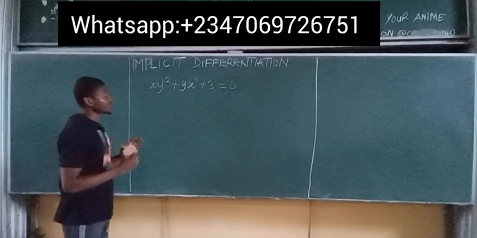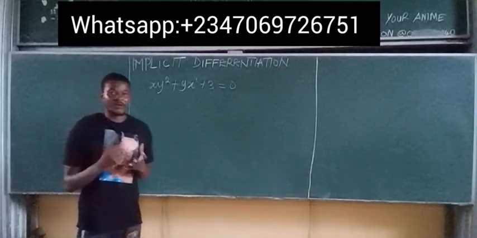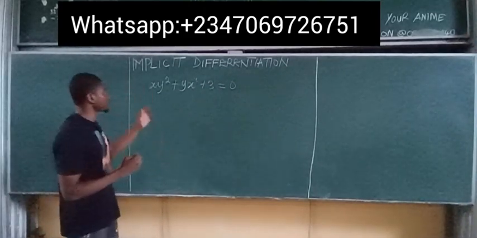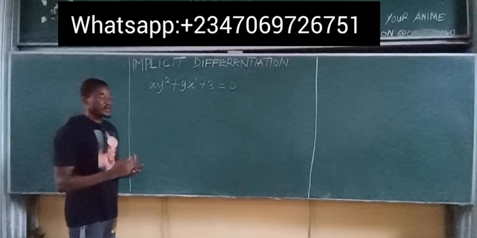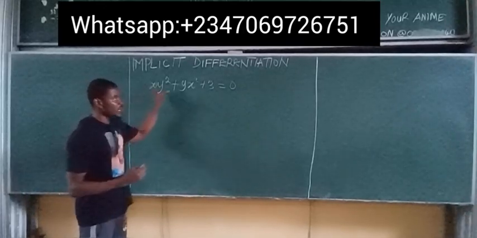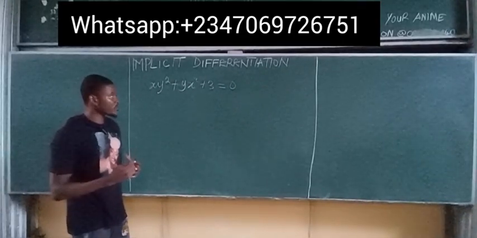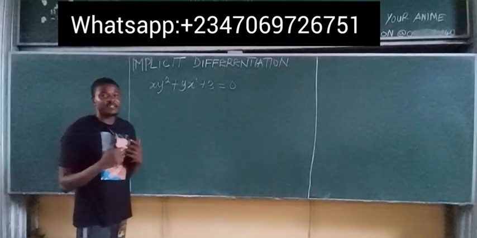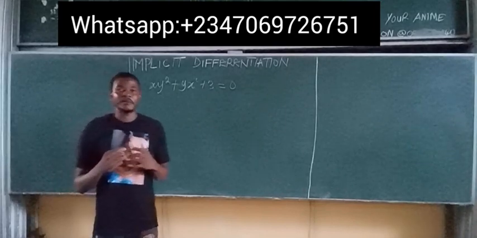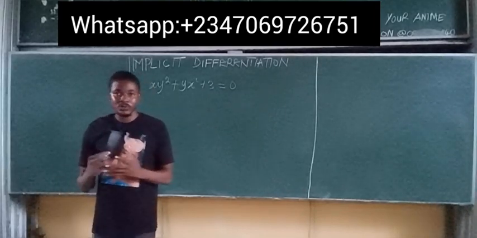This is expressing y as an implicit function of x, simply because I have both y and x bound together. Such an equation, appearing like this, is called an implicit function. And of course, the idea to differentiate this function is simply the idea of product rule.